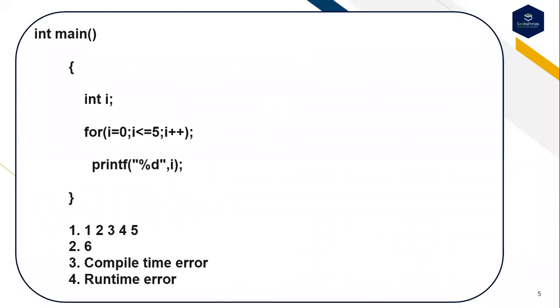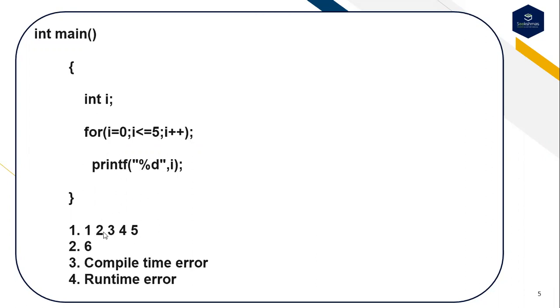We'll move to the fourth question. int main, int i; for loop, i initialized to 0; i less than or equal to 5; i plus plus; here the for loop ends with a semicolon, and the printf, we are trying to print the value of i. And these are the following options.